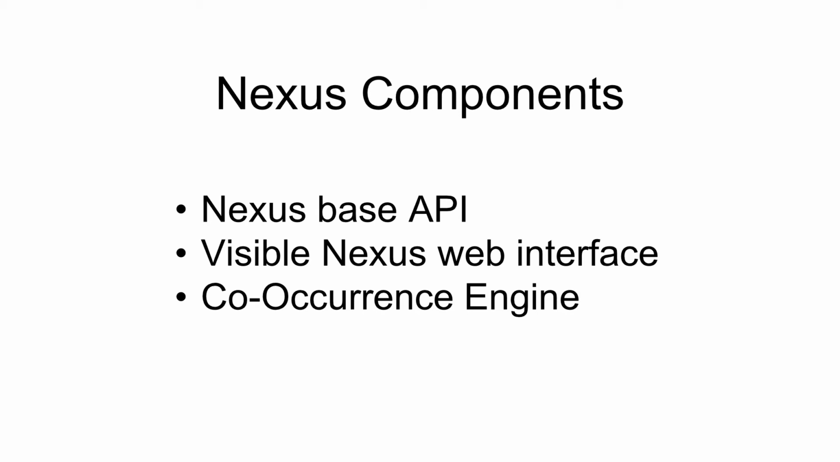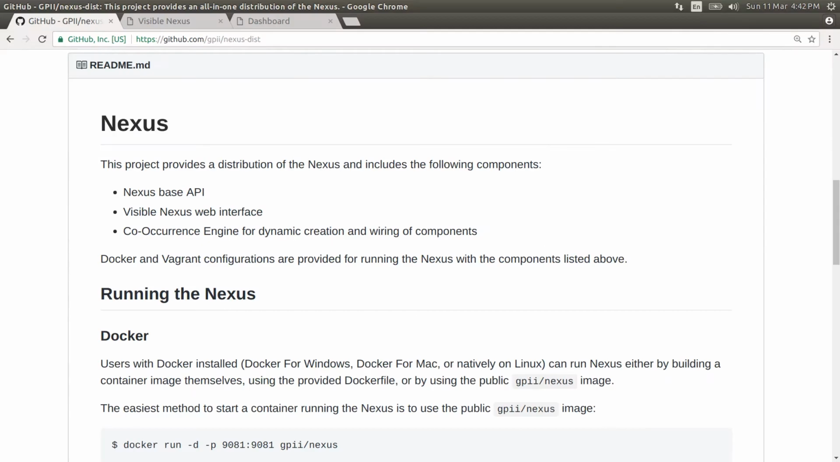During the fourth year of Prosperity4All, we increased the modularization of the Nexus, organizing the Nexus runtime into three components: the Nexus base API, the visible Nexus web interface, and the co-occurrence engine for dynamic creation and wiring of components. We then created a distribution of these Nexus components, together with a Docker build configuration.